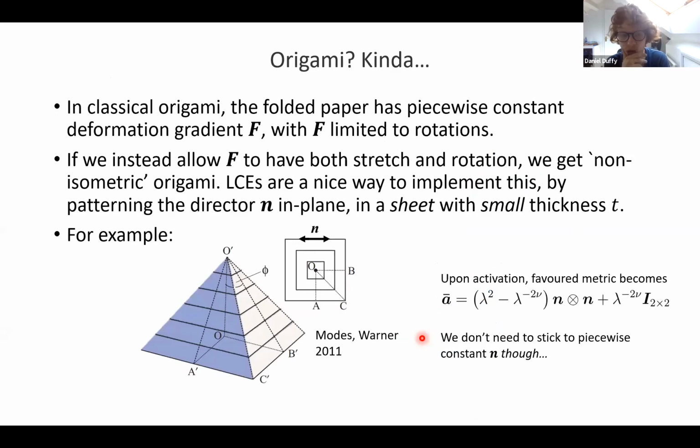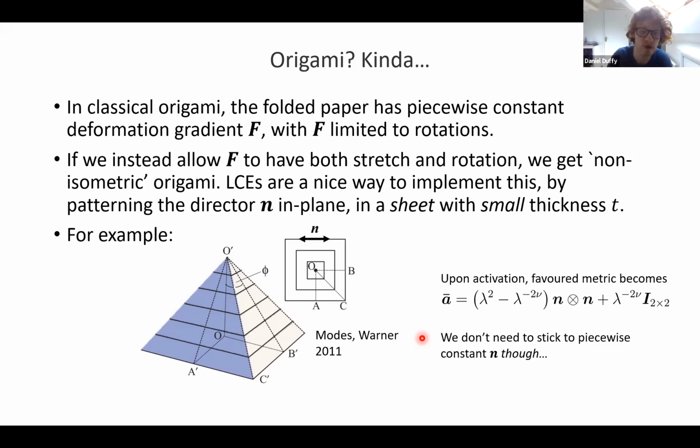So what does this have to do with origami? I'll say a few words about that. In traditional paper origami, you fold a piece of paper and the result must have a piecewise constant deformation gradient F, where F is limited to rotations. So each little facet, if you like, or face of the folded structure, will be rotated in a different way compared to the other facets, but none of them can stretch. So you get piecewise constant F with the folds being the boundaries between the different F's.